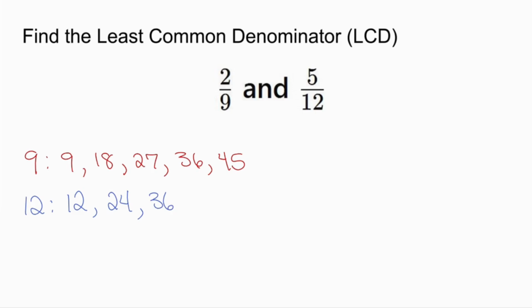So once you hit a number that appears first in both lists, you're done. So since 36 is going to be the first number that appears in both lists, our least common denominator is going to be 36.